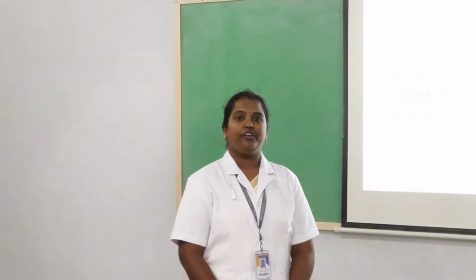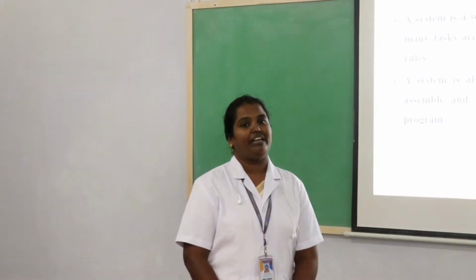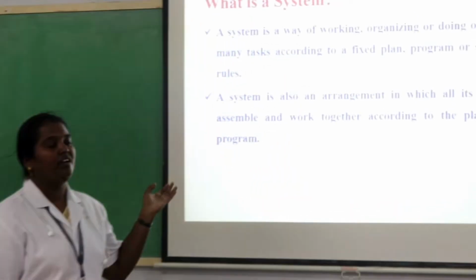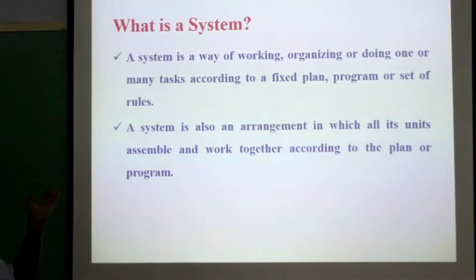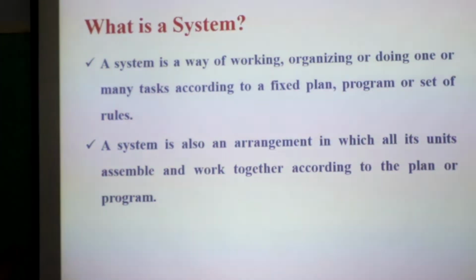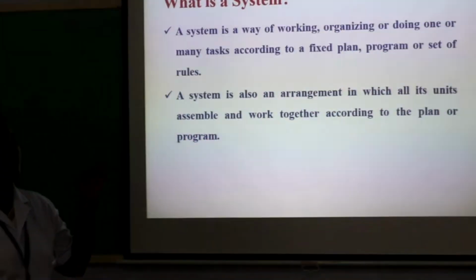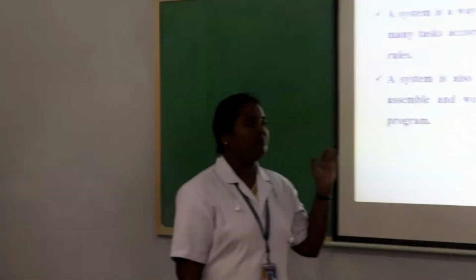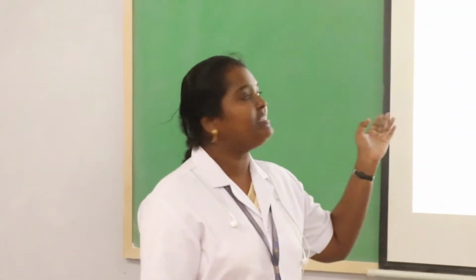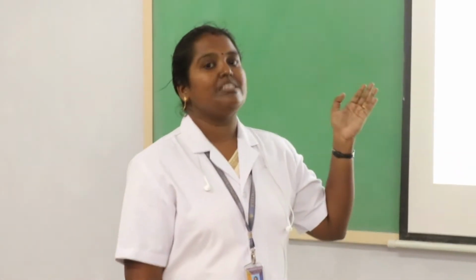So today we are going to discuss the introduction of embedded systems. Before entering into the session, we must know the concept of a system. So we already know it. A system is nothing but a way of working, organizing or doing one or more things according to a fixed plan, program or set of rules. A system normally consists of various rules and a fixed plan. A system is also an arrangement. It consists of several units, and the units depend upon the plan, programs or set of rules.